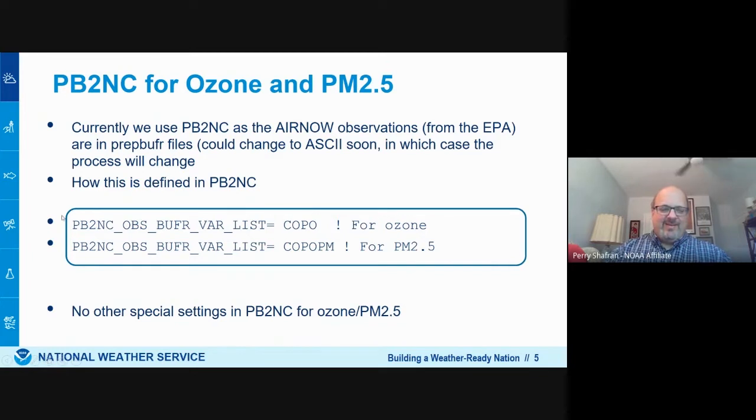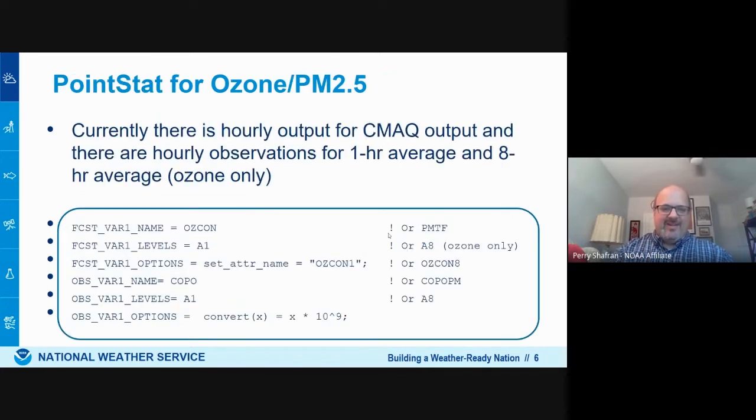And so in the BUFR variable list, we just bring in COPO, which is for ozone, and COPOPM for PM. This stands for something I don't quite remember. But the important part is that this is the ozone value, this is the PM value. Everything else for PB2NC that you would find in the METplus Read the Docs documentation is basically not any different than an ordinary run for PB2NC. So this is just what we bring in for ozone.